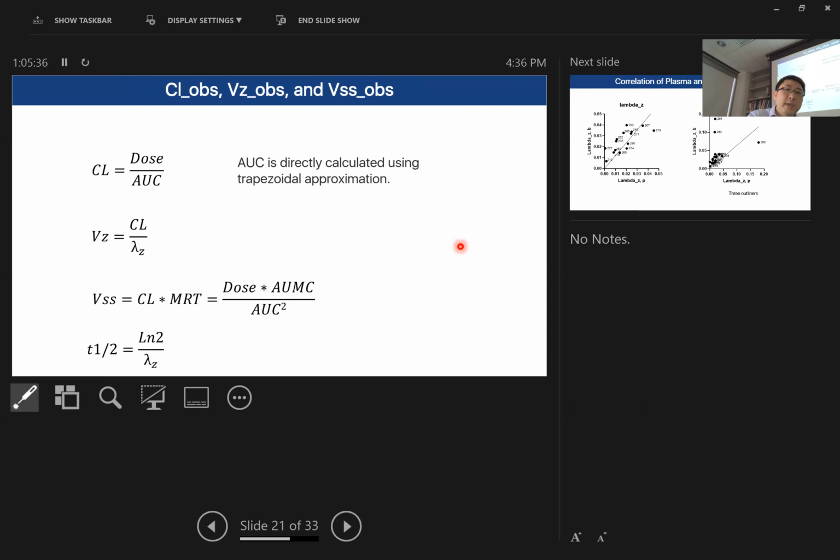And then with that, you can do a lot of calculations here. Actually, how they calculate clearance: they do dose divided by AUC. So AUC is known, dose is absolutely known. That's whatever you put into the mice. Divide by AUC, you get the clearance. That's how they calculate that.